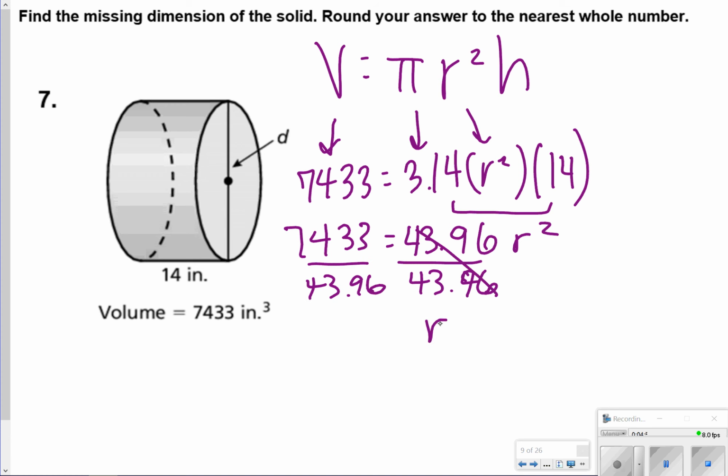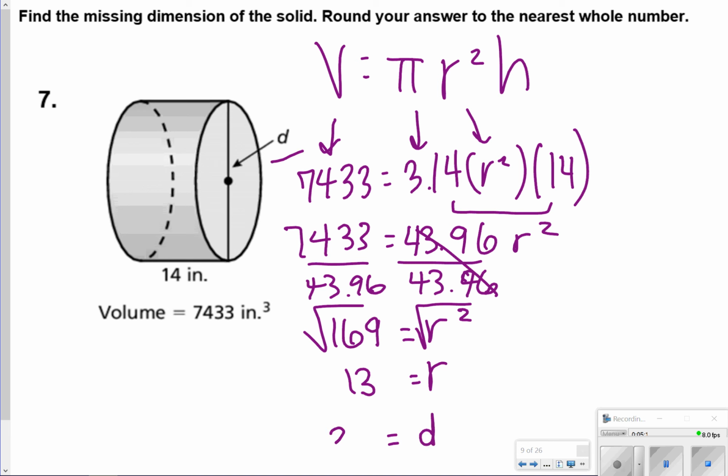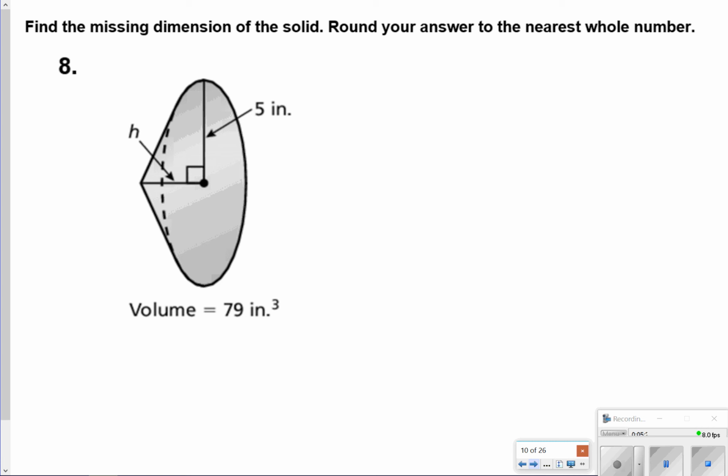Then we can divide both these by 43.96. Those cancel out. So all we're left with is r squared is equal to 169. And we need to know just what r is by itself, so we're going to find the square root of both of these. That's going to cancel out the squared, which make just for r, which is what we wanted. So r is equal to 13, but it does say find diameter, and remember diameter is just double that, so diameter is equal to 26. Okay. For number 8, again doing the same thing here, except now we've got a cone.